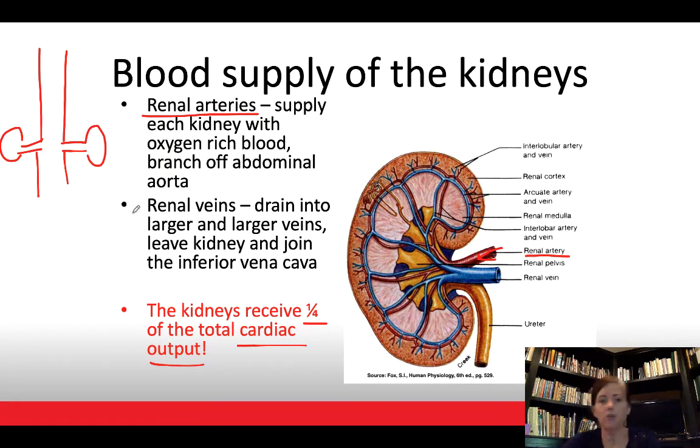Venous blood is drained from the kidney through the renal veins. So here's a renal vein, and it's going to convey blood from the kidney and meet up with the inferior vena cava, which is going to take that venous blood back up to the heart. Okay, so don't forget what you already know. You already know blood supply to the kidneys.